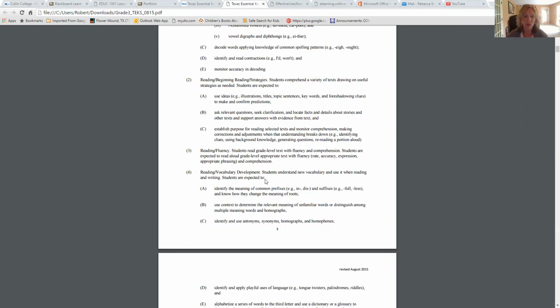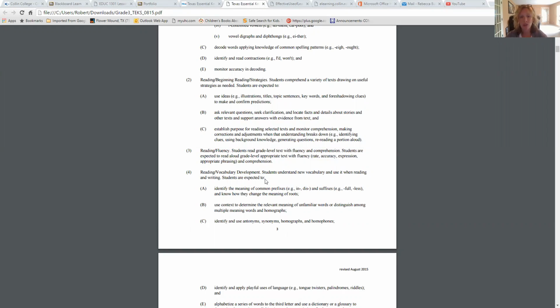So here's a learning objective, the reading of vocabulary. So you're going to pull out a specific one. So rather than pick out students understand new vocabulary and use it when reading, you're going to pick one of the ABCDs underneath that. So identify and use synonyms, antonyms, homographs, and homophones. So first choose your TEK. Then based on your TEK, then you can build your rationale and build your learning objective. So the first step is picking that TEK. Second step is building your rationale. Third step is building your learning objective.